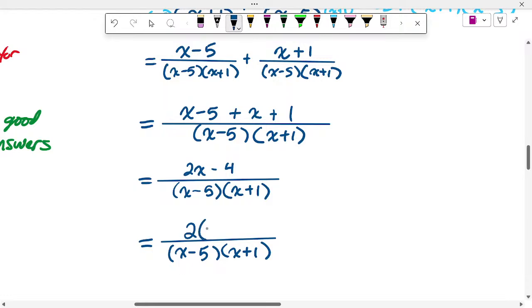2x, if we factor the 2 out, would be? Great. And -4, if we factored 2 of that out, would be -2. So that would usually be considered better, but these are both good answers.